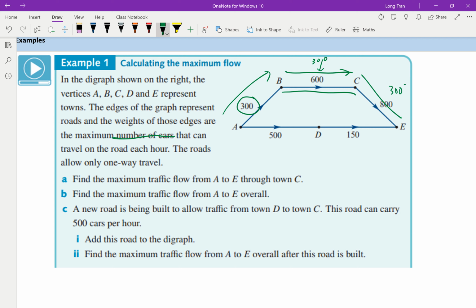But alternatively, you can look down here. This is A to D, which has 500, but then from D to E can only take 150. So even though I have a lot of cars coming through here, it's being funneled at only 150. That would mean a massive traffic jam over here. So only 150 will get through. Even though I started off with 500, I'm only going to be coming out at 150 by the time I get to E.